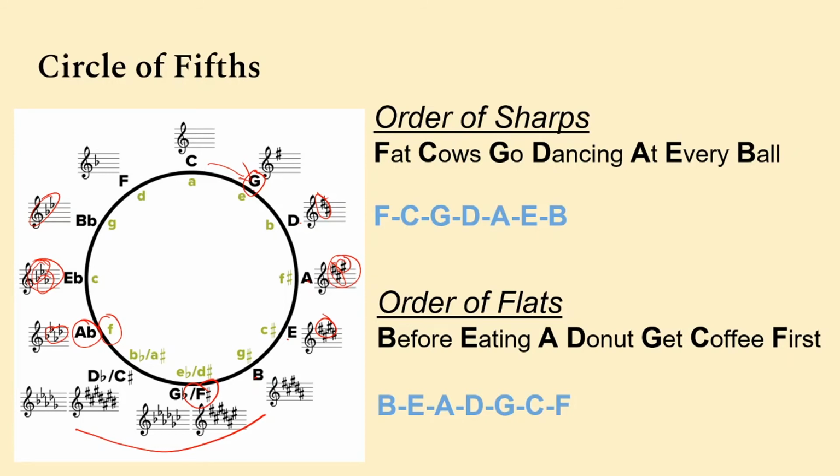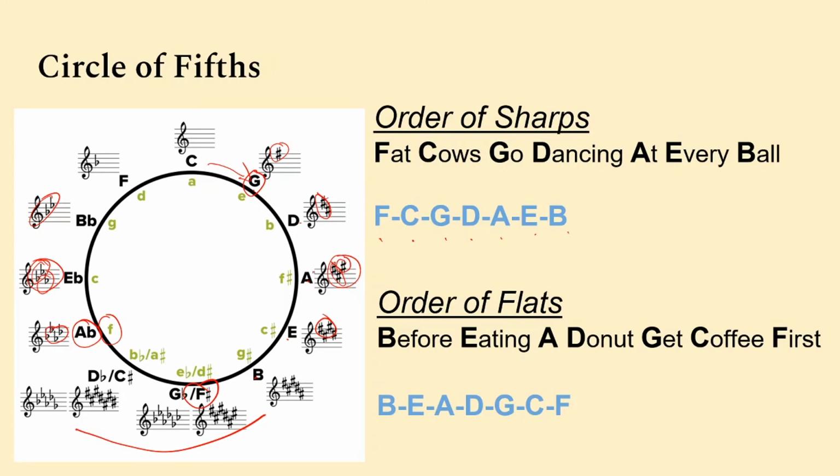The order of sharps is F, C, G, D, A, E, B. And you can remember this using the mnemonic: Fat cows go dancing at every ball. If we look, G major has 1 sharp, F. D major has 2 sharps, F and C.